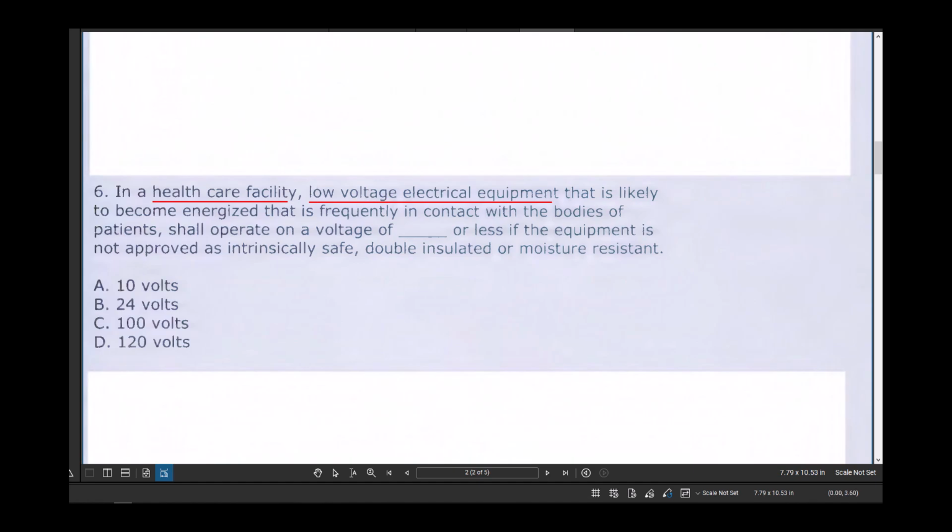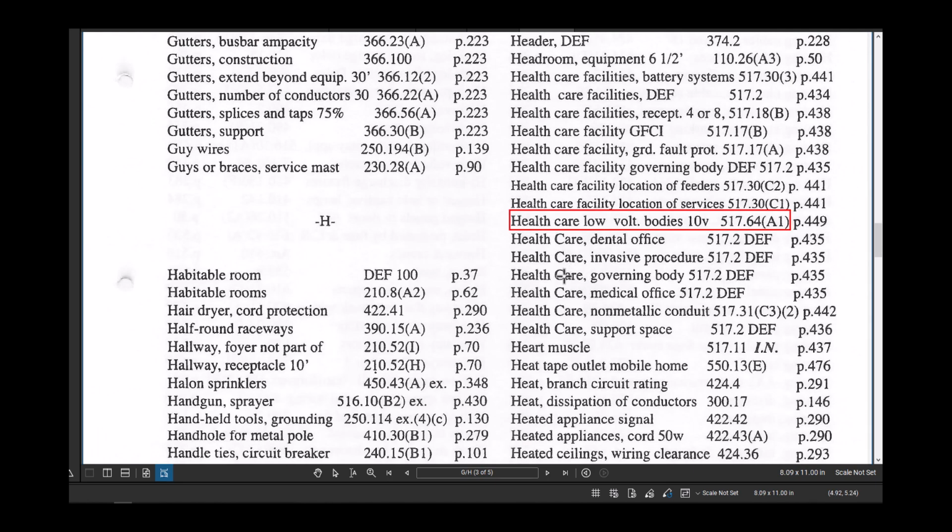We go to Tom Henry's, which says healthcare, low voltage, bodies, 10 volt. This is exactly the answer. You can find many of the questions in Tom Henry's. The answer is in the index area, and that's the reason I sometimes call it a cheat sheet. If you take it to the exam, you don't need to go find other information. But let's see if this is correct or not.